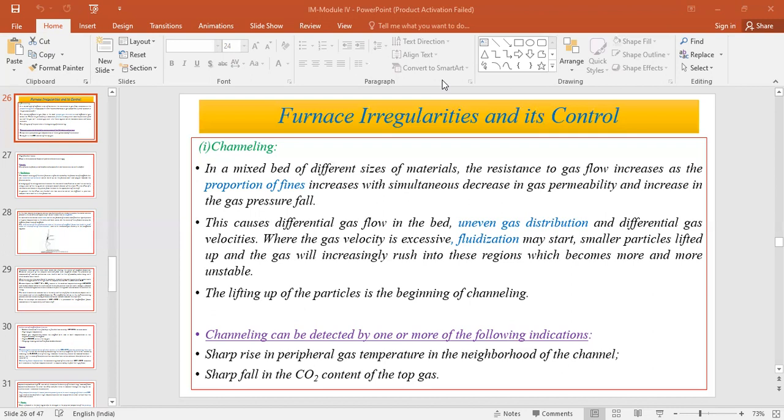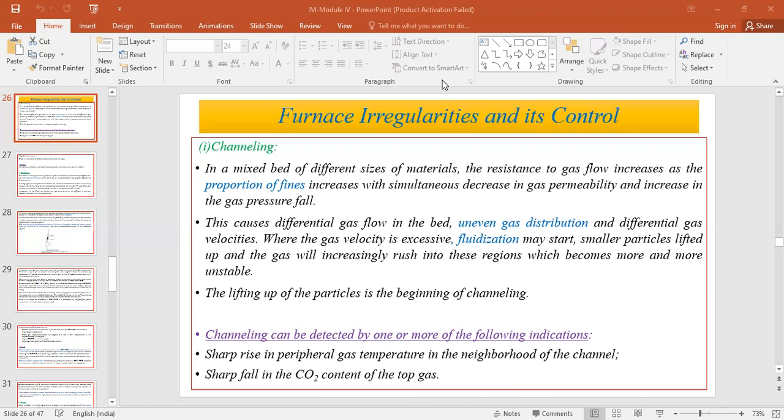Basically, from the name itself, it is clear that the reducing gases are traveling inside the blast furnace in the form of channels, in the form of a preferential flow. Usually, the gases will travel inside the blast furnace both from the periphery as well as from the center. The peripheral flow will be there as well as the central flow.